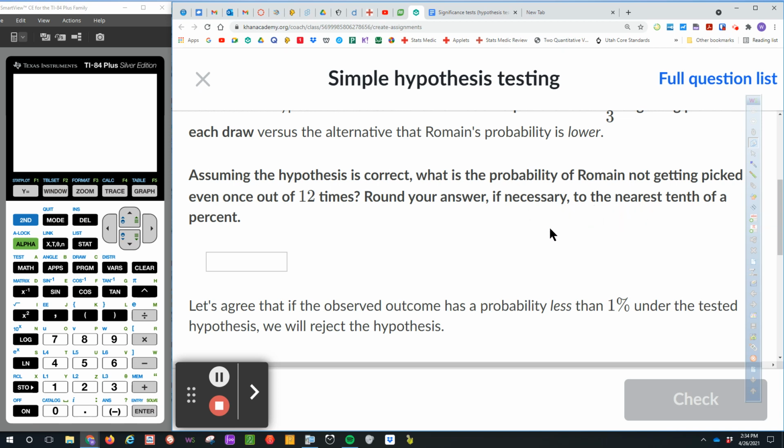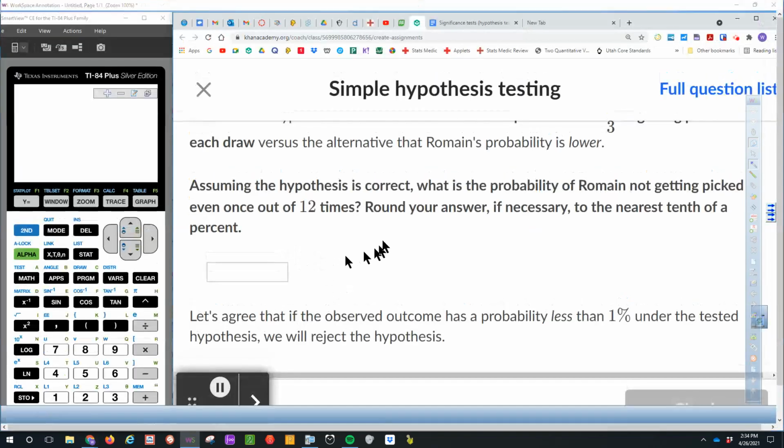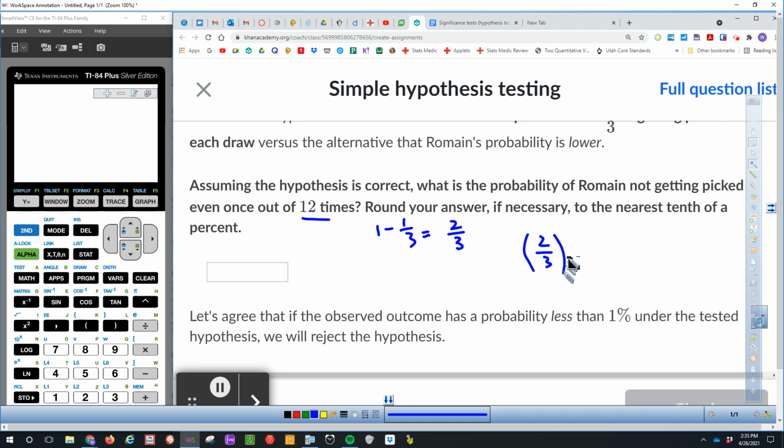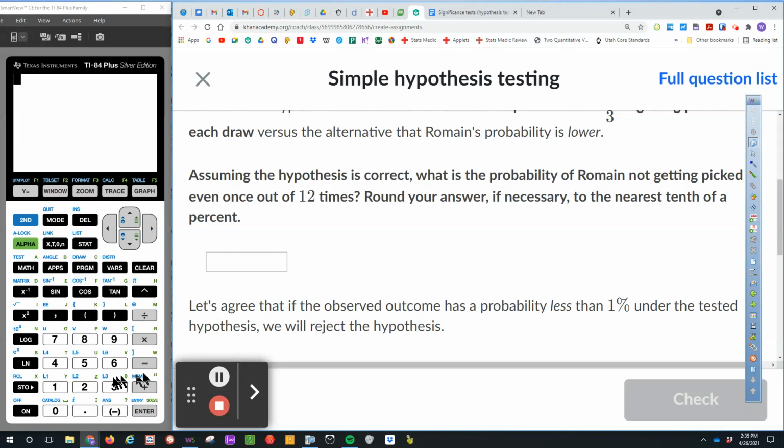This is an interesting question because the probability that Romain gets picked is one third. The probability that Romain doesn't get picked is one minus one third, which is two thirds, right? So every round, the probability of Romain not getting picked is two thirds. And how many rounds do we go? 12 rounds. So it'll be 2 over 3 to the 12th power. Okay? So calculator: 2 divided by 3 to the 12th power.